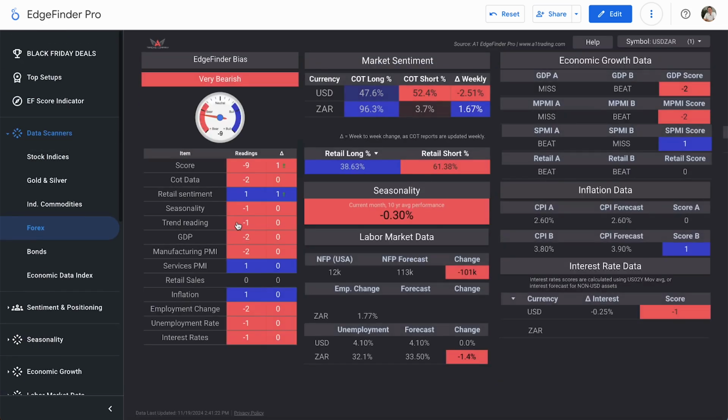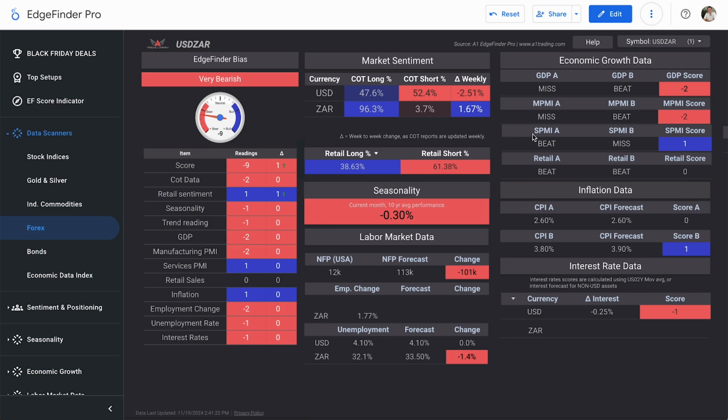Let's finish up with our fundamental data now. We see GDP, manufacturing, and employment change data at scores of -2. We see unemployment rate and interest rate data at scores of -1. Retail sales are neutral. Services PMI and inflation are both scores of +1.